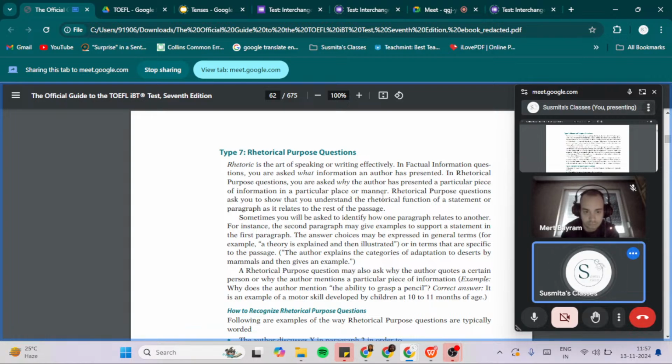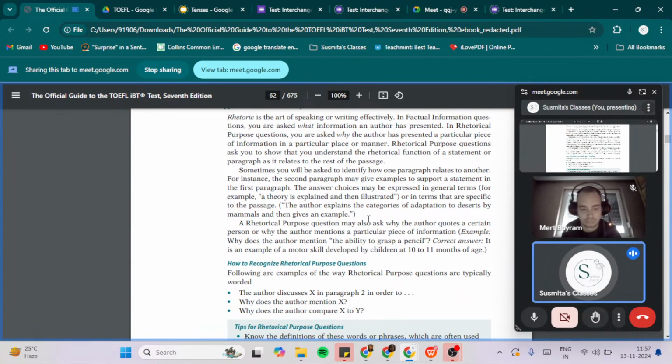Okay, now over here you have to make sure that you've understood, and that's what they are trying to gauge over here, whether you have understood the function of the statement or the paragraph as it relates to the whole passage. So over here you will be asked how one paragraph relates to another. For example, the second paragraph may give examples to support a statement in the first paragraph.